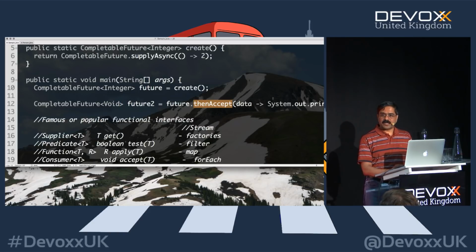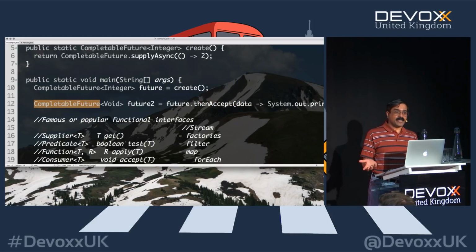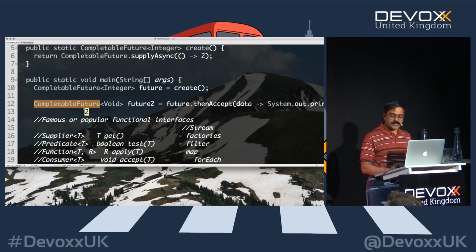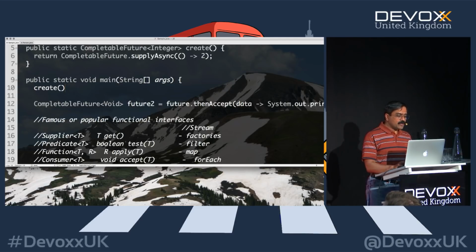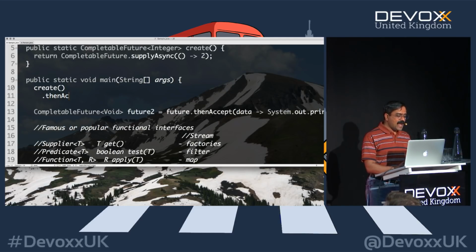It's a consumer, so that becomes a CompletableFuture of Void. And you can do something else with it if you really wanted to. We'll see this in just a few minutes. You saw the result 2 being printed a few minutes ago. Let's go back and rework this a little bit. So I can go to the create method and say .thenAccept.